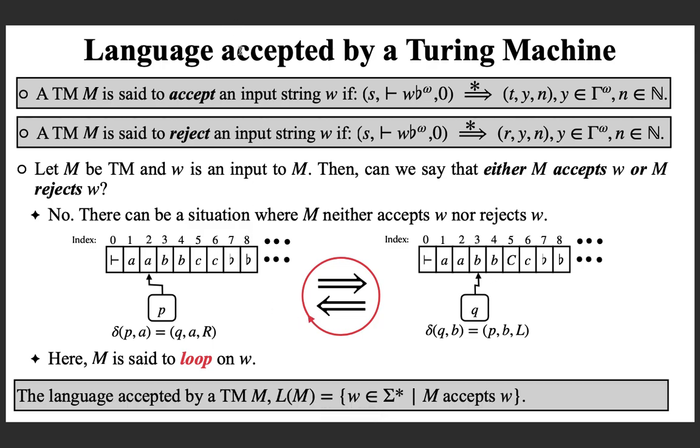And now you can define the language. The language accepted by Turing machine M is the set of all W such that M accepts W. But this is going to be a very complex language because there may be a situation where the Turing machine neither accepts W nor rejects W. So I hope you got it. Otherwise, please think about it offline. And because of the interest of time, now let us proceed.